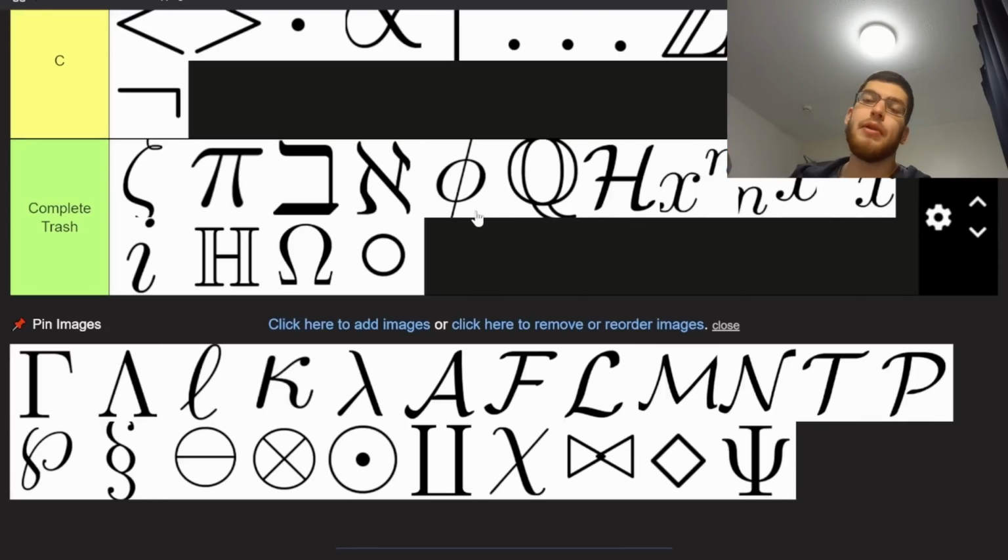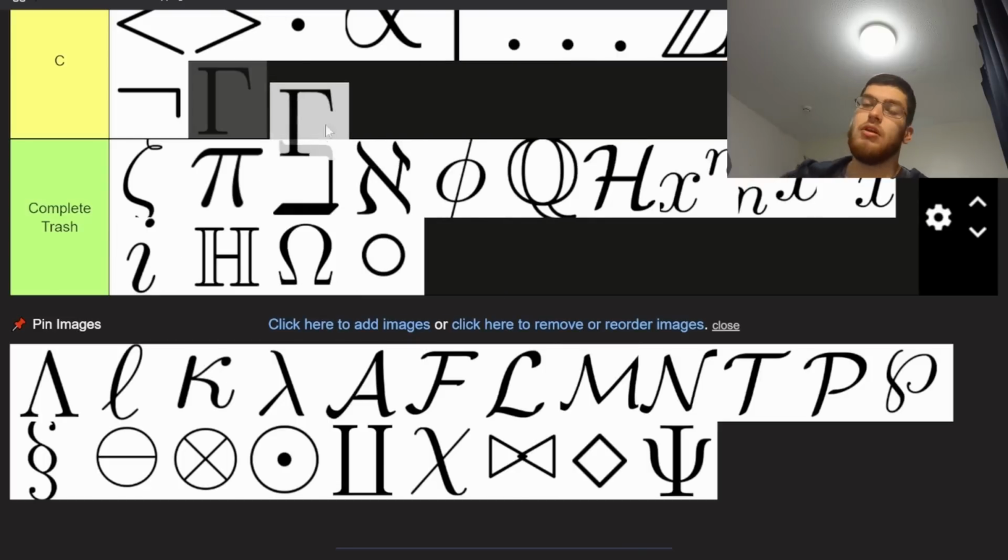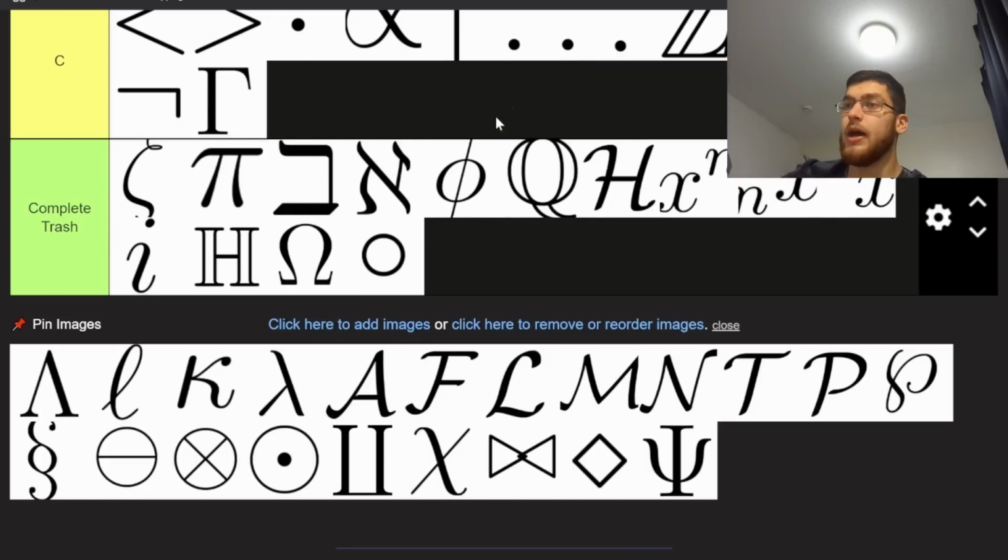Gamma. Again, I'd be lying to you if I understood the gamma function. I know it helps with the continuous version of the factorial, but other than that, I don't know anything about it. C tier. I don't know. Tell me if I'm wrong about that.